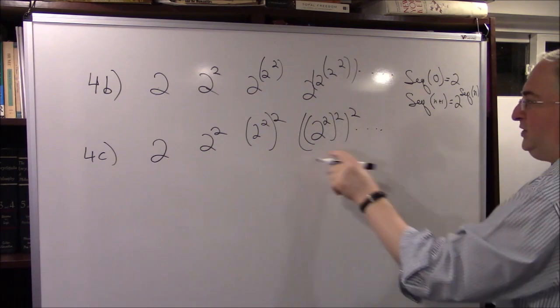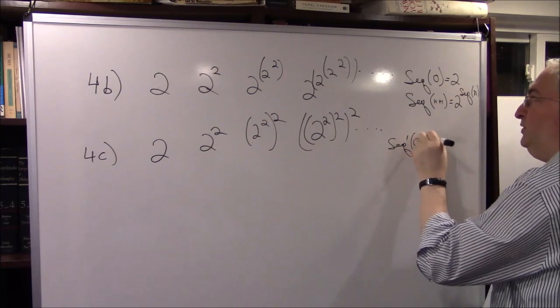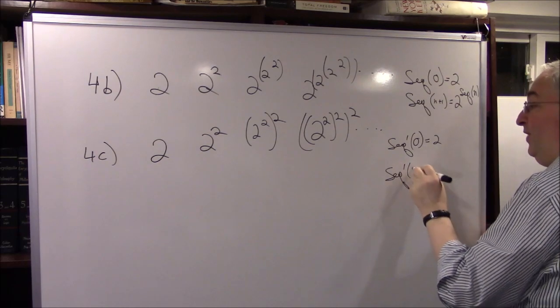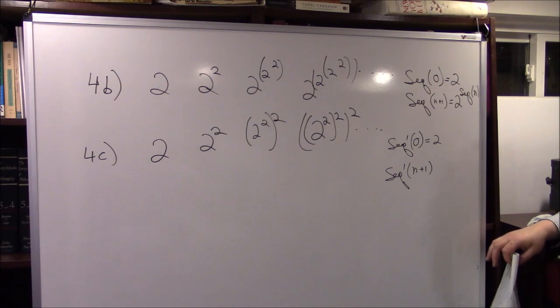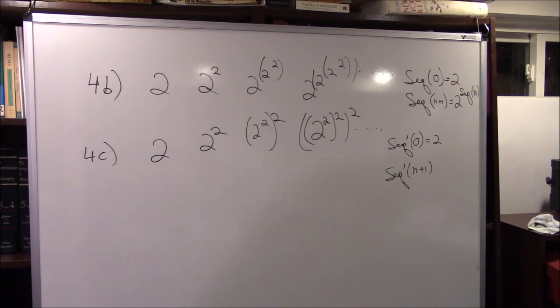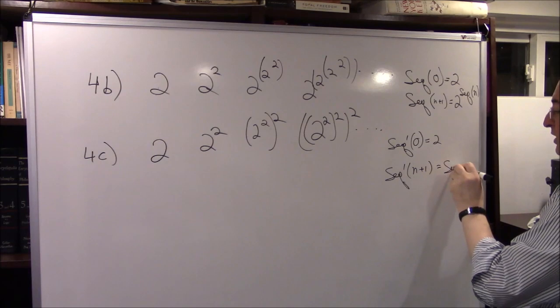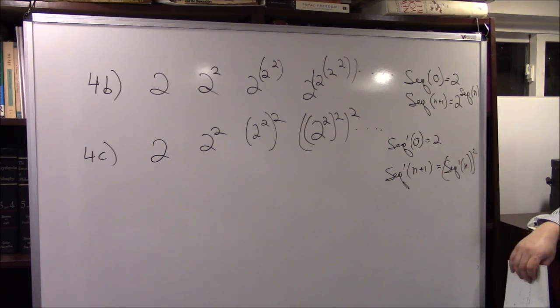As opposed to that, what's this? We'll call this SEQ prime. SEQ prime of 0 is equal to 2, and SEQ prime of n plus 1. Stop the machine and try to do it on your own. And you can see this is equal to SEQ prime of n squared. By the way, so that's different. Here you're doing exponentiation, here you're doing squaring.